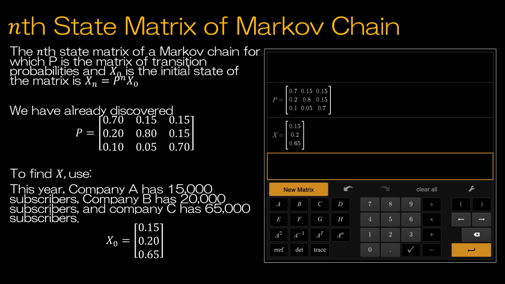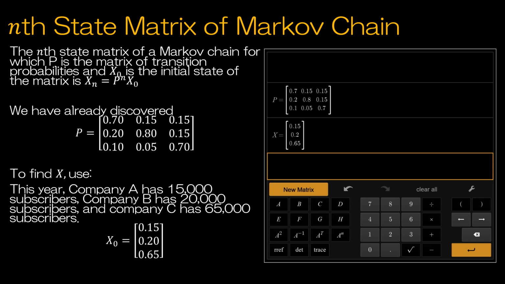Recall that the question we're trying to answer is how many subscribers will each company have at the end of 1 year, and how many will each have at the end of 3 years. So we need to be able to find the nth state matrix of a Markov chain. P is what we have already discovered, the probability transition matrix. And x sub 0 is the initial state of the matrix. Now we haven't talked about that.